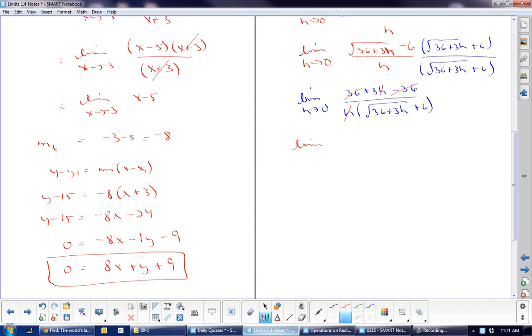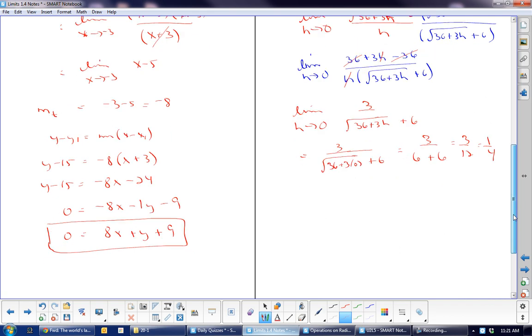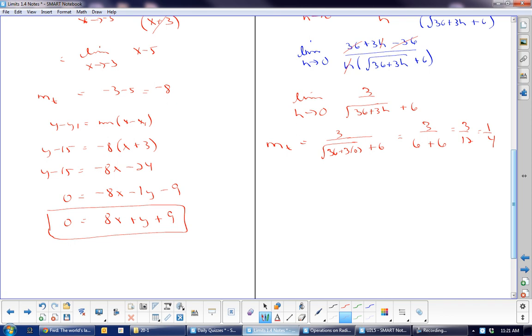So this would be the limit as h approaches 0 of 3 over root 36 plus 3h plus 6. So at this point, 0 is now going to be allowed in there. And since I'm just going to sub it in, that'll be 3 over the square root of 36 plus 3 times 0, plus 6. This equals 3 over the square root of 36 is 6, plus the other 6 that was there, equals 3/12, which equals 1/4. So m of the tangent is 1/4.